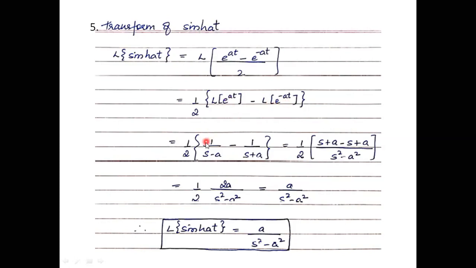So L of e power at is 1 by s minus a and L of e power minus at is 1 by s plus a, with a minus sign here. And when I take LCM, I have 2a, because this s and minus s will get cancelled, and I have 2a by s square minus a square. 2 will get cancelled and I'm left with a by s square minus a square. That's the Laplace transform of sine hyperbolic at.